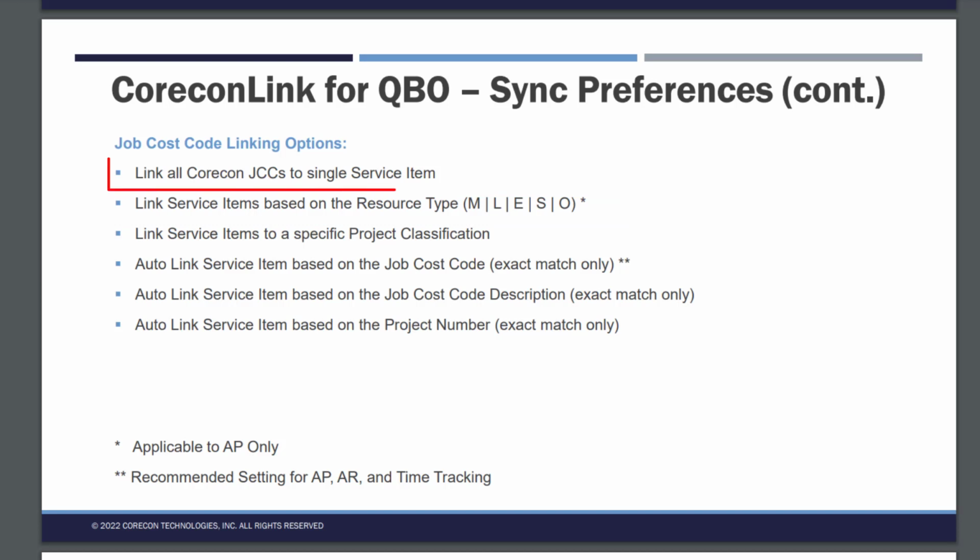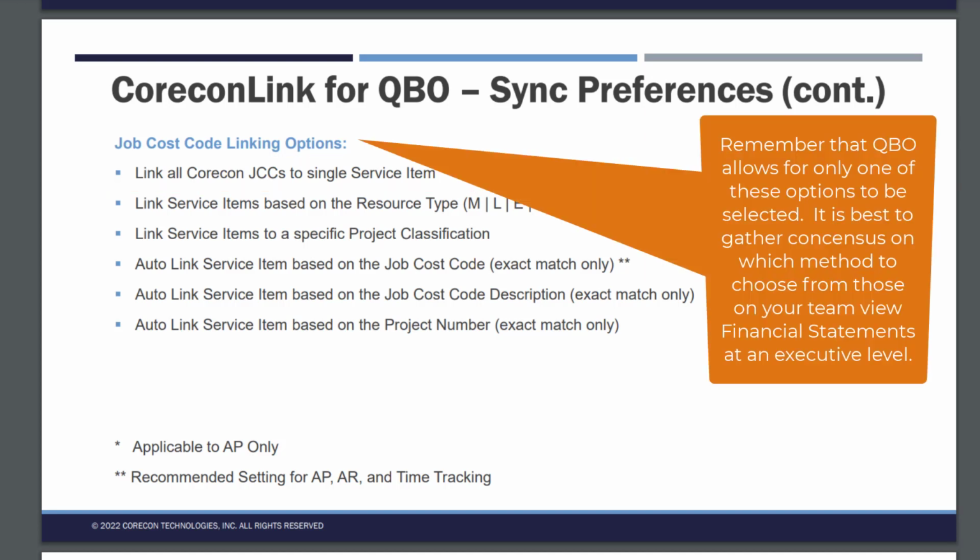Finally, the most simple method is to link all Corecon job cost codes to a single service item, where the single service item has 2 GL accounts. One is posting revenue, the other simply to one cost of goods sold GL account. Remember, when selecting from this list, you only have one option when it comes to service items.